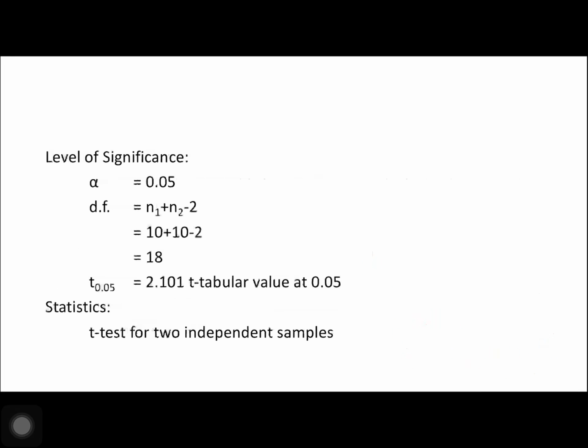For the level of significance, we have alpha at 0.05. For the degrees of freedom, we have n1 plus n2 minus 2. We have there 10 plus 10 minus 2, that is equal to 18. We subtracted 2 since we have two independent groups or independent samples. This tabular value, you can get this at your student's t distribution table. Okay? So for the statistics, we will be using t-test for two independent samples.